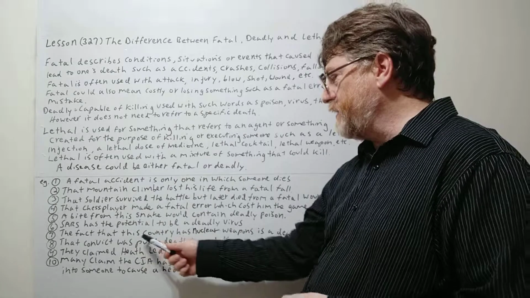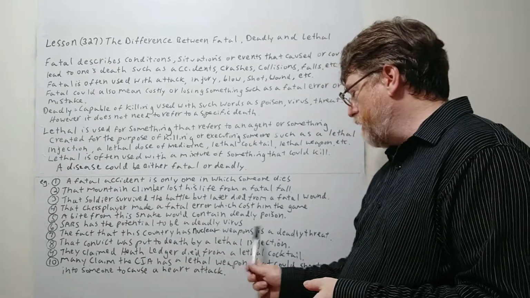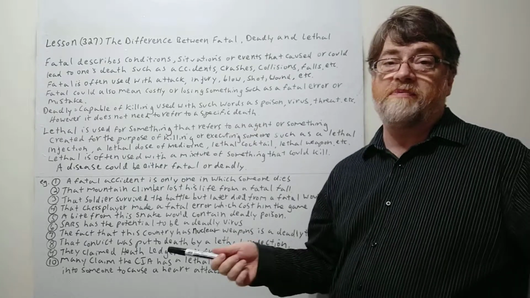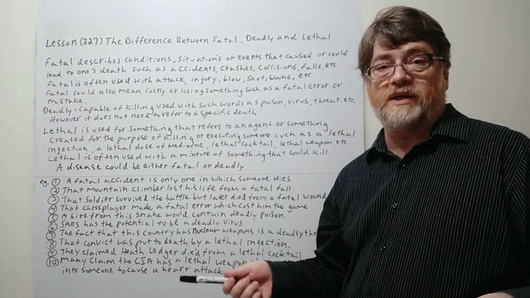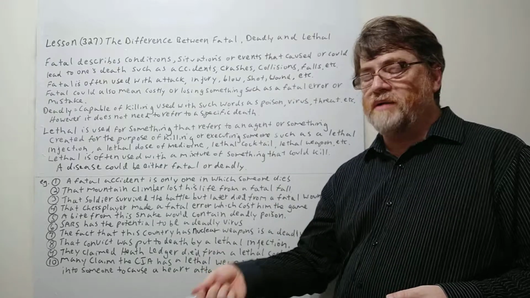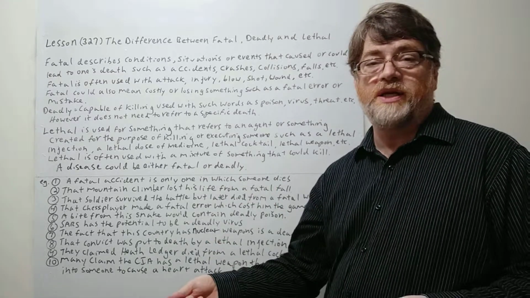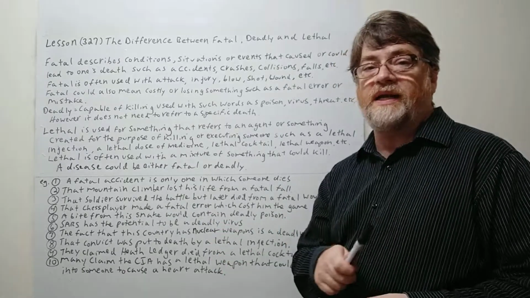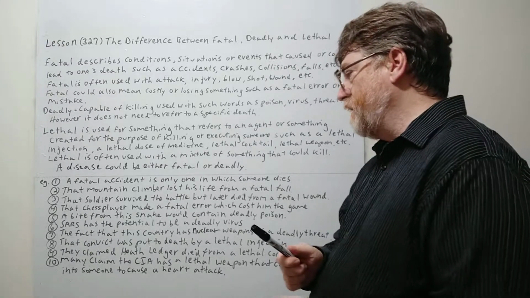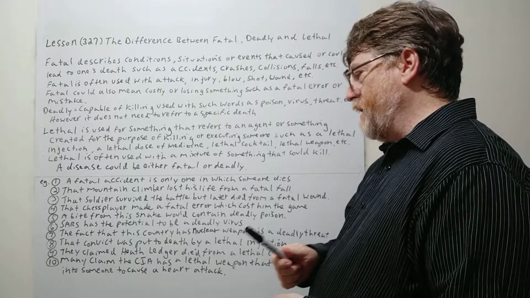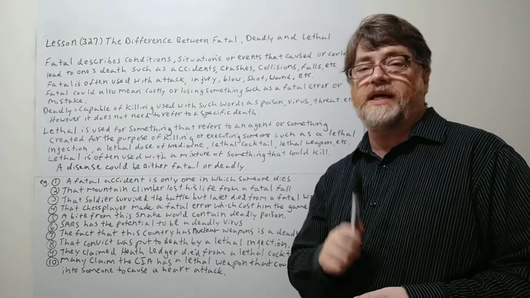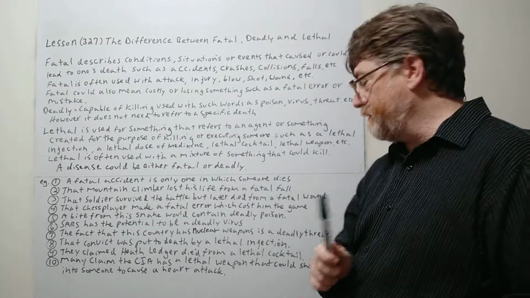Number 7, the fact that this country has nuclear weapons is a deadly threat. Maybe the nuclear weapons were never used. Maybe they never will be used, but it's a deadly threat. So fatal would probably be more likely if something was used and people did die, but deadly is talking more about the possibility of it happening. Number 8, that convict was put to death by a lethal injection. This is probably our most common one with lethal.